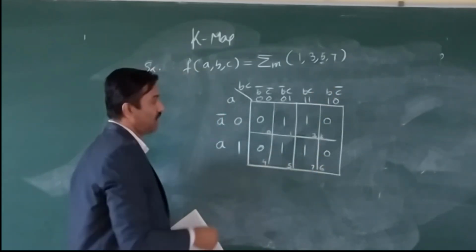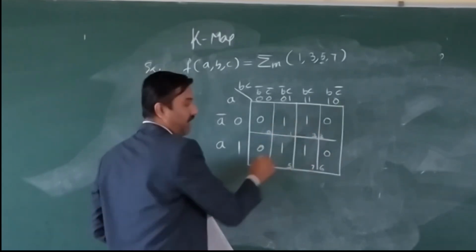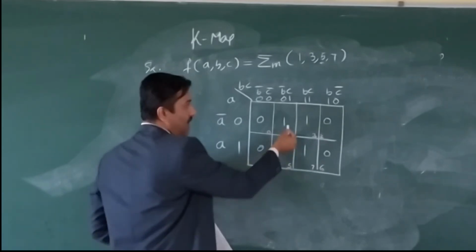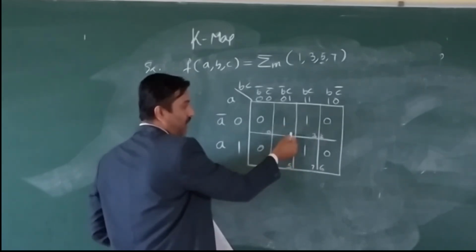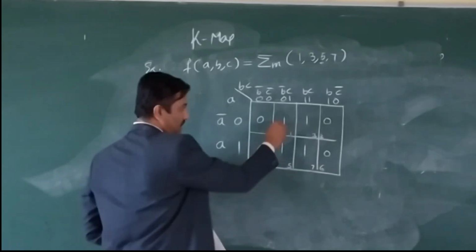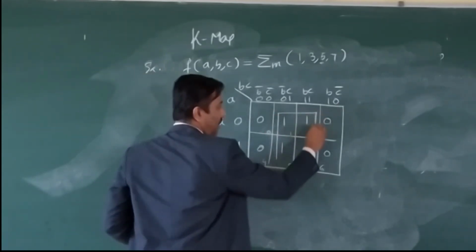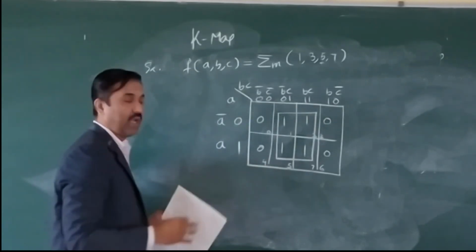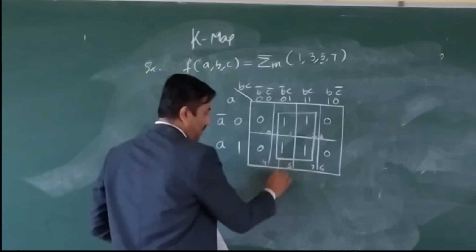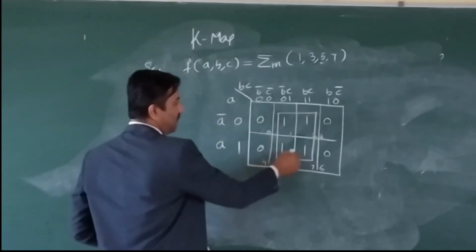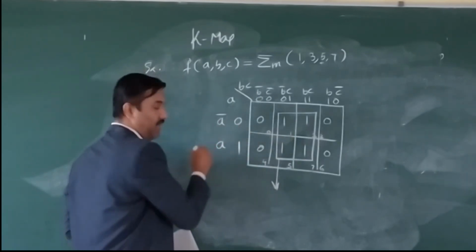Now, as you can see, all these 4 ones are adjacent to each other. This one is adjacent to this one, which is adjacent to this. Similarly, cell 1 is adjacent to cell number 5 and cell 3 is adjacent to cell number 7. So we group these 4 ones together, as we can have a maximum grouping of 4. So what comes out, the final expression out of this, is for these 2 ones and these 2 ones, it is A bar and A.